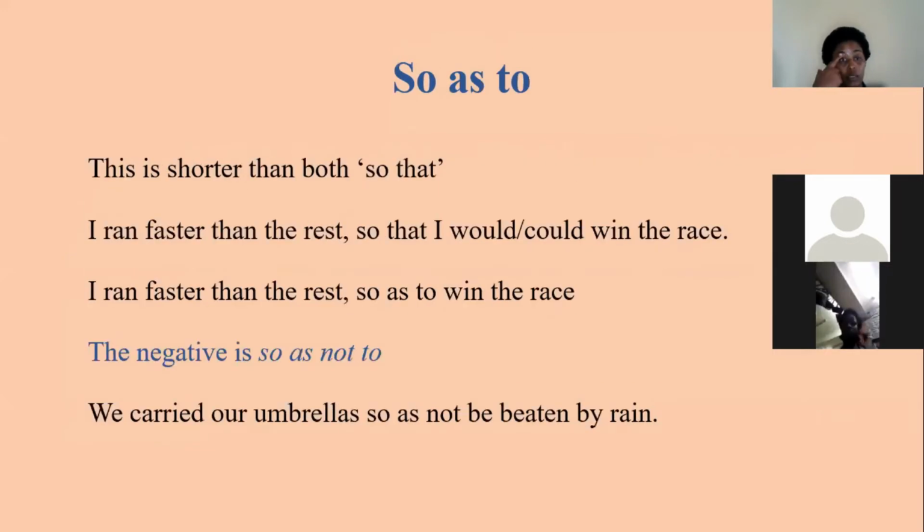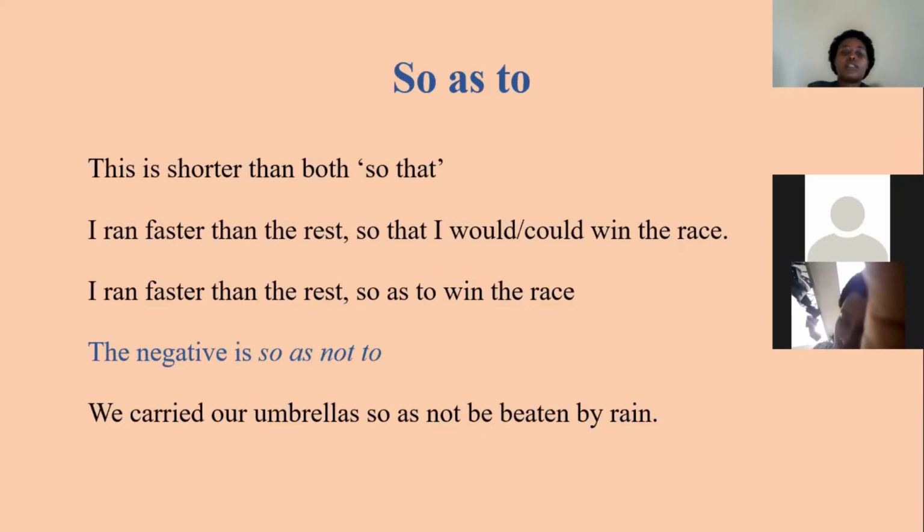The students mark all their property so that it will or it cannot be stolen or used by their friends. Sometimes that happens, especially if you're in a big society. Similar in meaning is so as to. Of course, so as to is shorter than so that. For example, I ran faster than the rest so that I could win the race. That is in the past tense. I ran faster than the rest so as to win the race. So as to win the race summarizes so that.